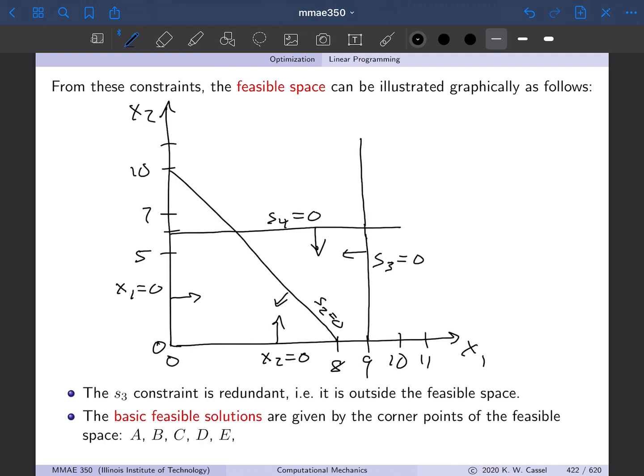So it goes from here to here. So this corresponds to S1 equals 0, and it's, again, below and to the left of that. All right, did I get that right? Let's just double check. And I think I did.